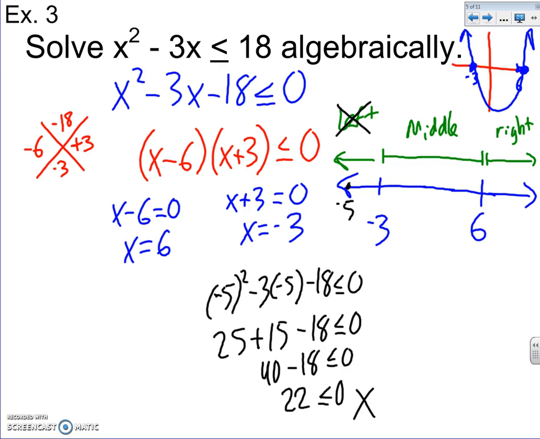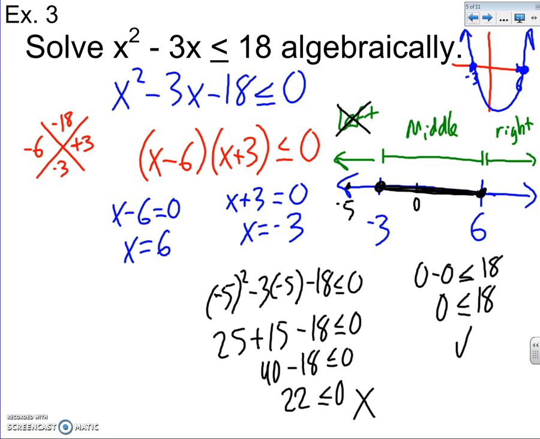Now I try the middle section between negative 3 and 6. Well, the best test point guess would be 0. So I'm going to try that. 0 squared is 0. Minus 3 times 0 is 0. Actually, I'm going to use the original problem. Is less than or equal to 18. Well, 0 minus 0 is 0. 0 less than or equal to 18. That is true, so I do shade between here. That is shaded.